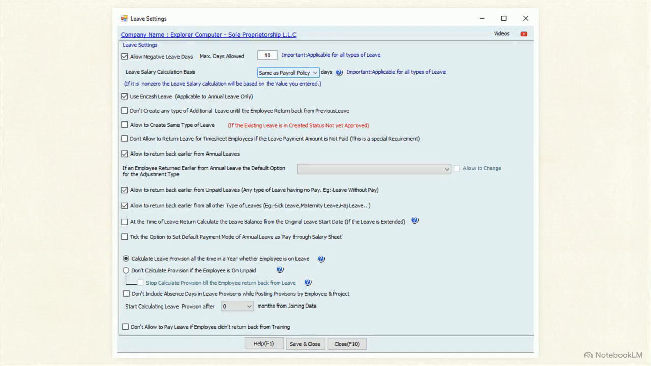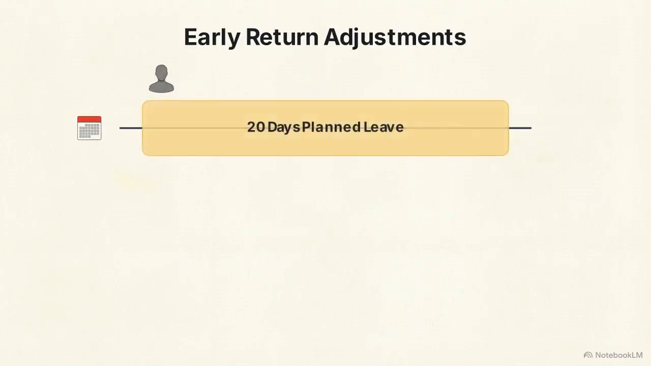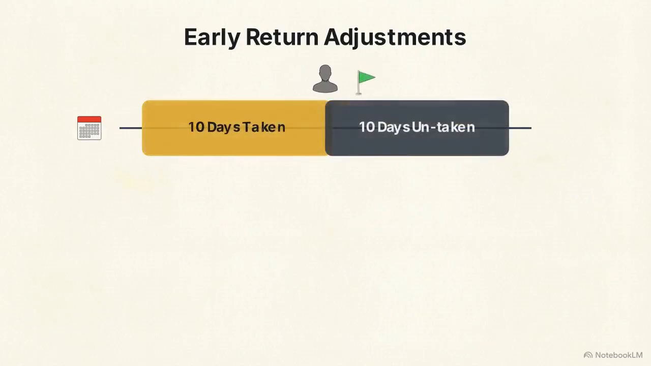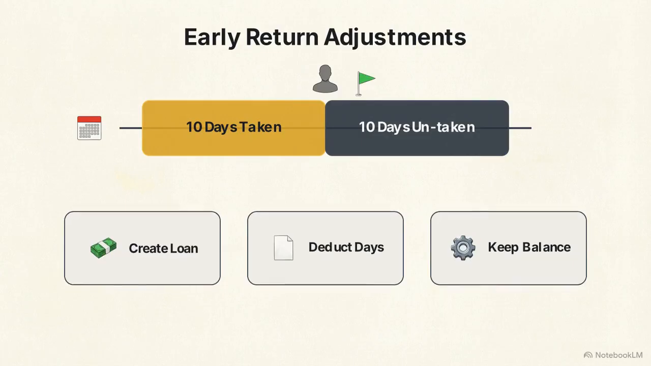Look at the middle block of checkboxes, starting with the restriction on creating additional leave. Checking this box prevents employees from extending or stacking consecutive leaves. They must be officially registered as returned from their previous leave before a new one can be created. Just below this, you configure early returns. Consider an employee who books and is paid for 20 days of leave, but returns to work after only 10 days. The system gives you 3 adjustment options to handle the financial difference.